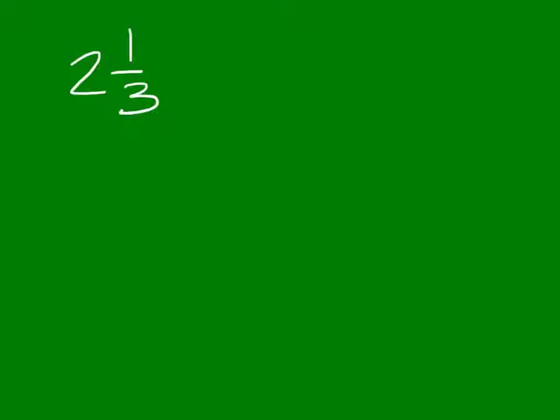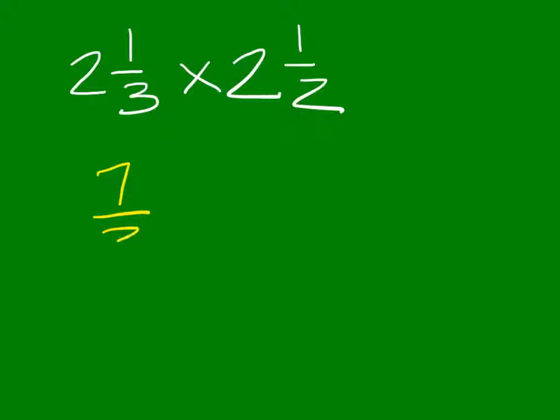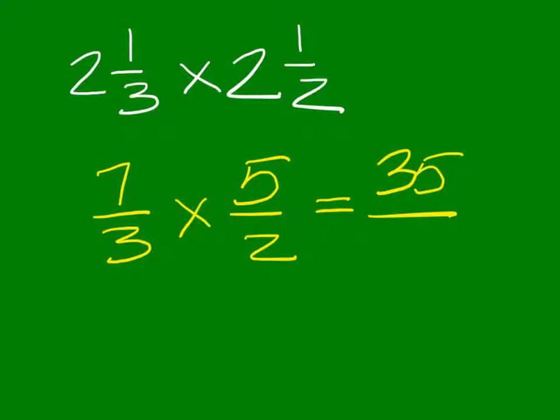2 1/3 times 2 1/2. What is 2 1/3 as an improper fraction? Yeah, 7/3. And what is 2 1/2 as an improper fraction? 5/2. When I multiply the tops, what do I get? 35. And then 6 on the bottom.